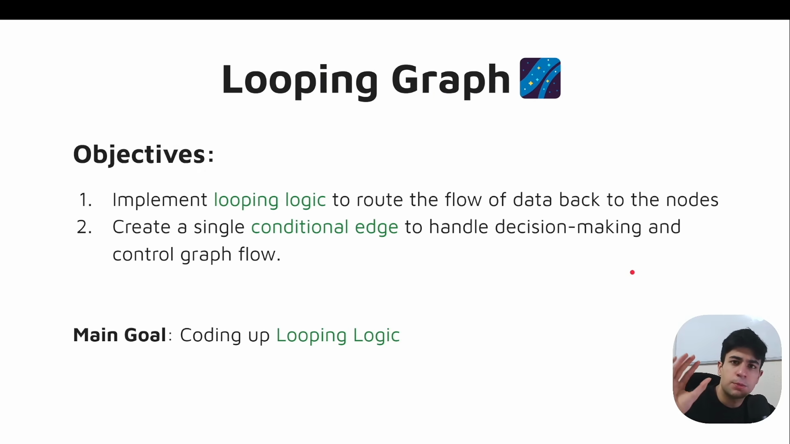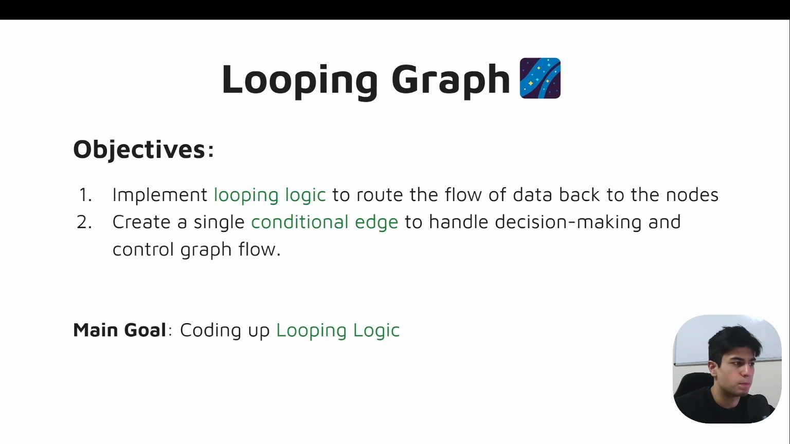Now I kept the objectives quite small here. There aren't that many objectives. It's essentially implementing logic which involves looping to route the flow of data back to the nodes. And we're going to be creating a single conditional edge, which you know how to do from the previous section.